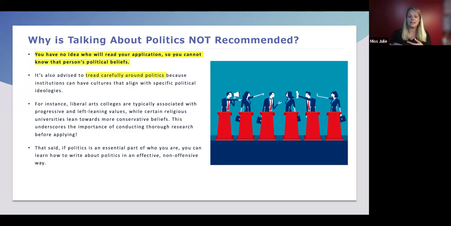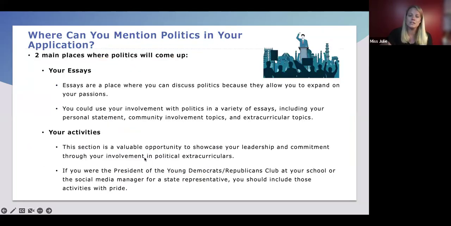So that being said, if politics is an essential part of who you are, you can learn how to write about politics in an effective but non-offensive way as well. So there are two main places where politics will come up. Your essays. Essays are a place where you could discuss politics because they allow you to expand on your passions, right? Maybe your passion is politics. You could use your involvement with politics in a variety of essays, including your personal statement. Community involvement topics sometimes involve politics as well, and your extracurricular topics.